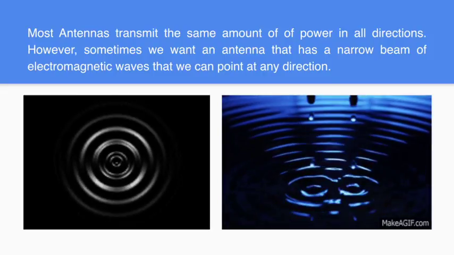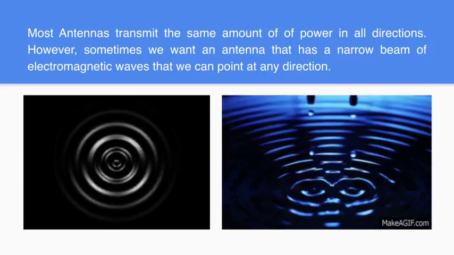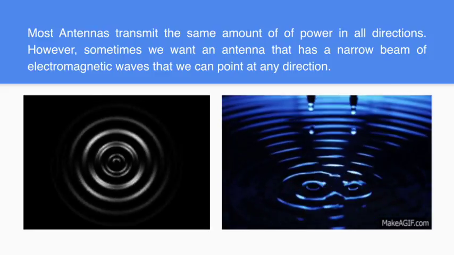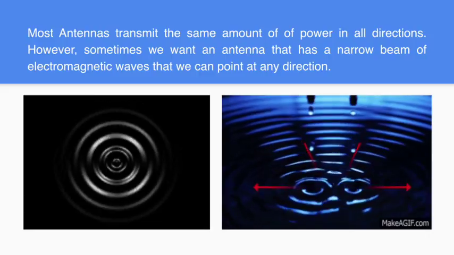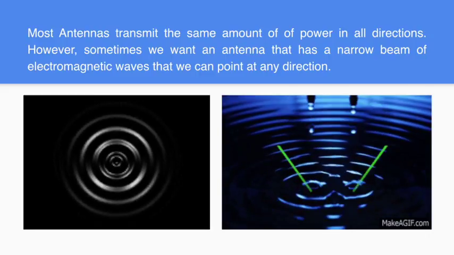However, with antenna arrays, we can cancel out transmissions that are not needed, such as the ones shown with the red arrows, and leave the ones we want as demonstrated by the green arrows.